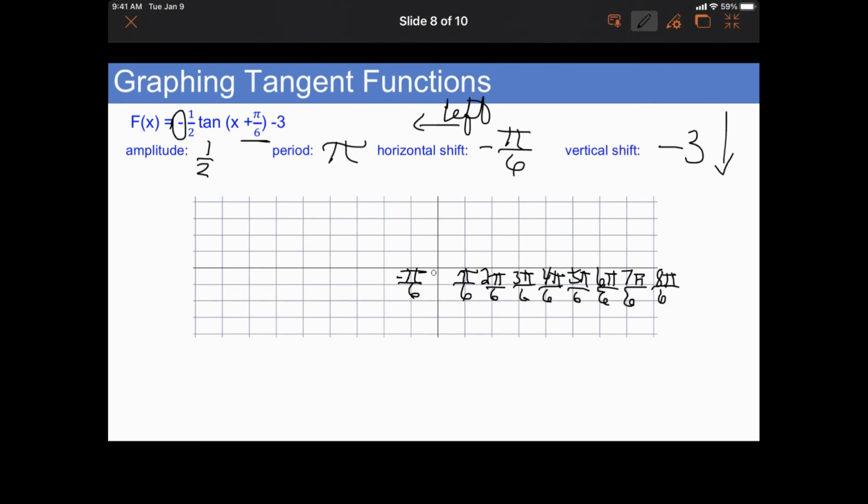Now, you're right. I could simplify this. This is pi over 3. This is pi over 2, which is an important number when we do parent graphs. And 3 pi over 6, sorry, 2 pi over 3, and this is going to be pi. So I'm going to use a simplified form on this side so you can see the difference between the two.